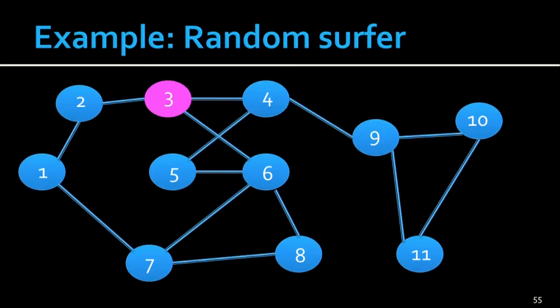So let's see an example of this quickly. Let's say this is our network. The random surfer starts here at node 3. Then from nodes 2, 4, 6, he goes to node 6, just randomly, and then maybe to node 7, and then node 8, and then he gets bored and jumps to node 10. So this is how it works.